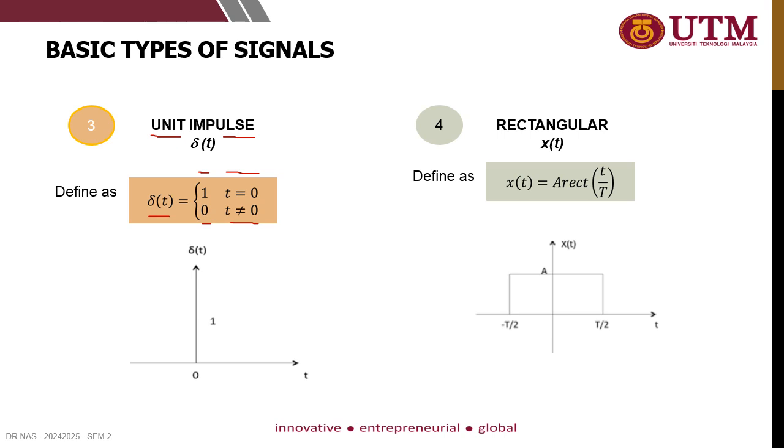Okay, next is rectangular signal. So given by the equation x(t) equal to A rect(t/T), rect representing the shape of the signal. So the A is basically the amplitude of the rectangular, and the T is basically the duration, okay, the fundamental period of the signal.